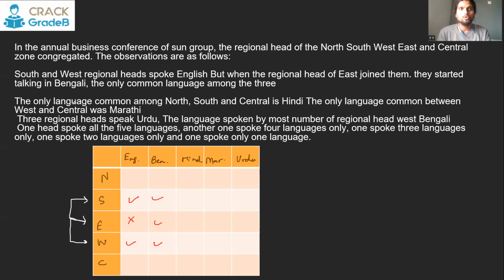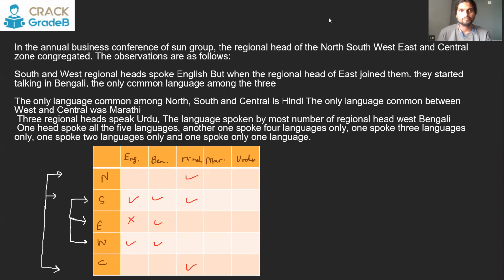Next statement says, the only common language among North, South, and Central is Hindi. So North, South, and Central, the only common language is Hindi. So again, these three speaking any other language is not possible. North, South, and Central, all these three speaking another language is not possible. Only Hindi they all will speak.